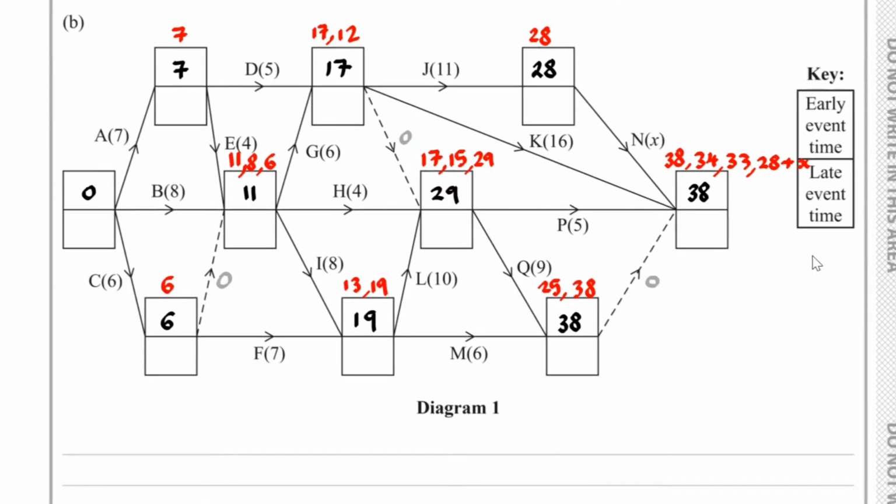Now for the late event time, in our sink we put in 38, and now we need to work backwards. So here, 38 take away 0 is 38, 38 goes here. Then we have 38 take away x. That's the only one for this one, so here we've got 38 minus x going in here.